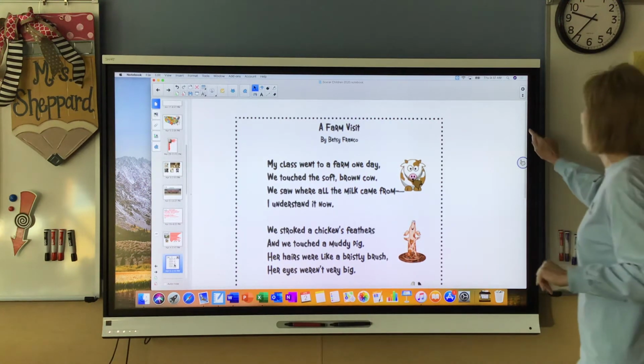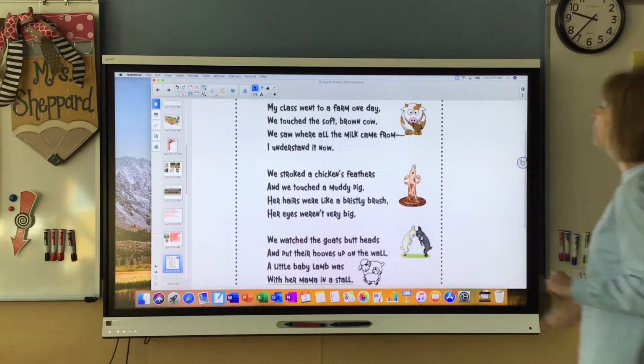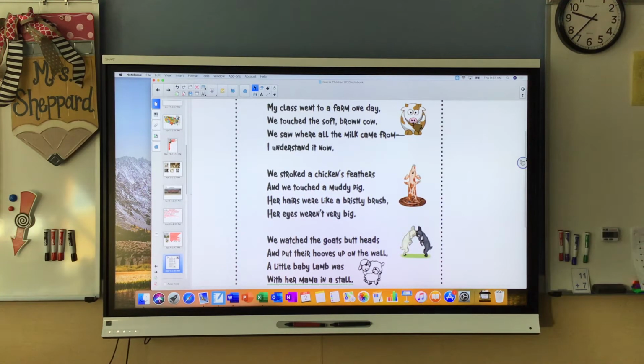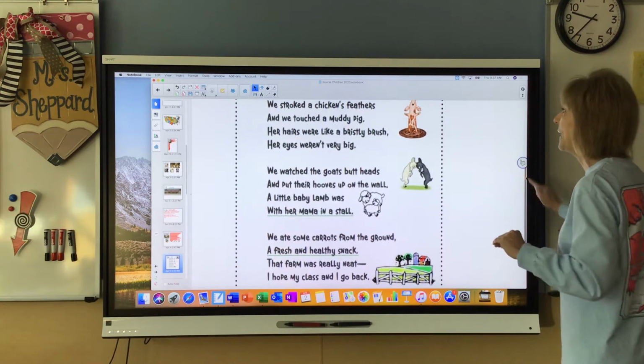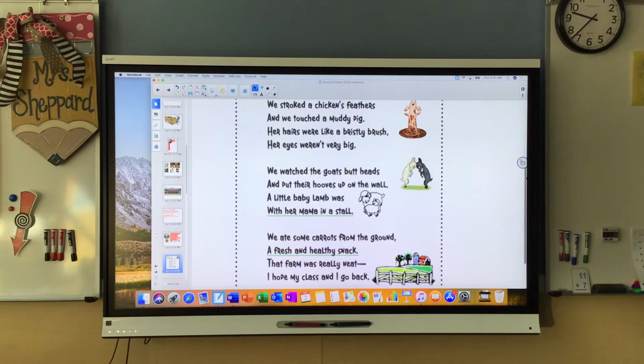Zipping through our farm visit. My class went to a farm one day. We touched the soft brown cow. We saw where all the milk came from. I understand it now. We stroked the chicken's feathers and we touched a muddy pig. Her hairs were like a bristly brush. Her eyes weren't very big. We watched the goats butt heads and put their hooves up on the wall. A little baby lamb was with her mama in a stall. We ate some carrots from the ground, a fresh and healthy snack. That farm was really neat. I hope my class and I go back.